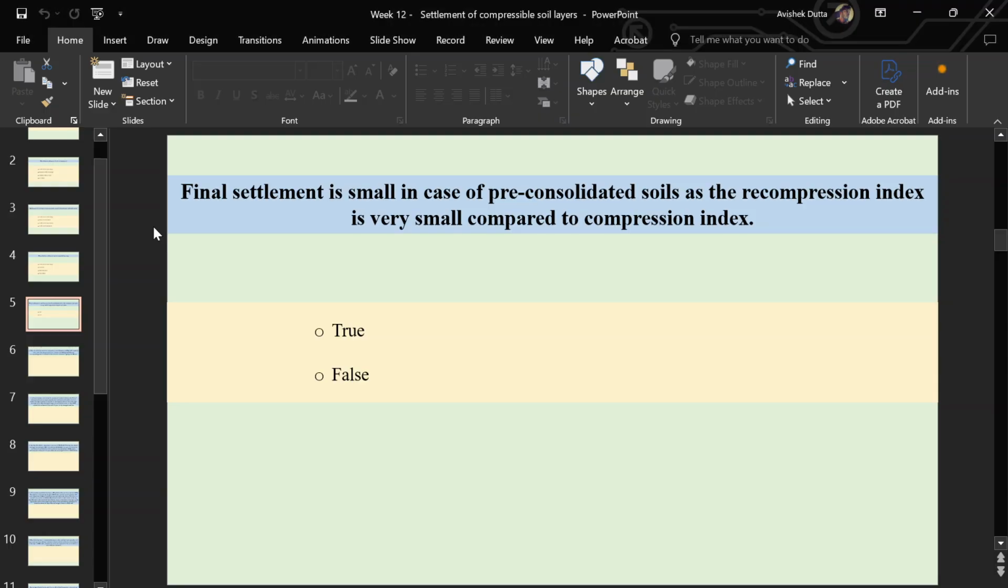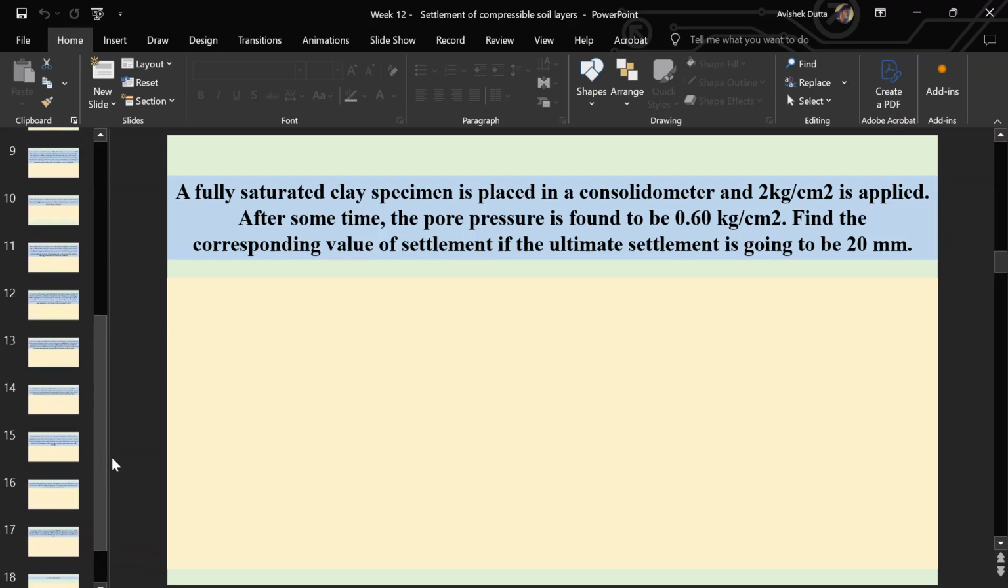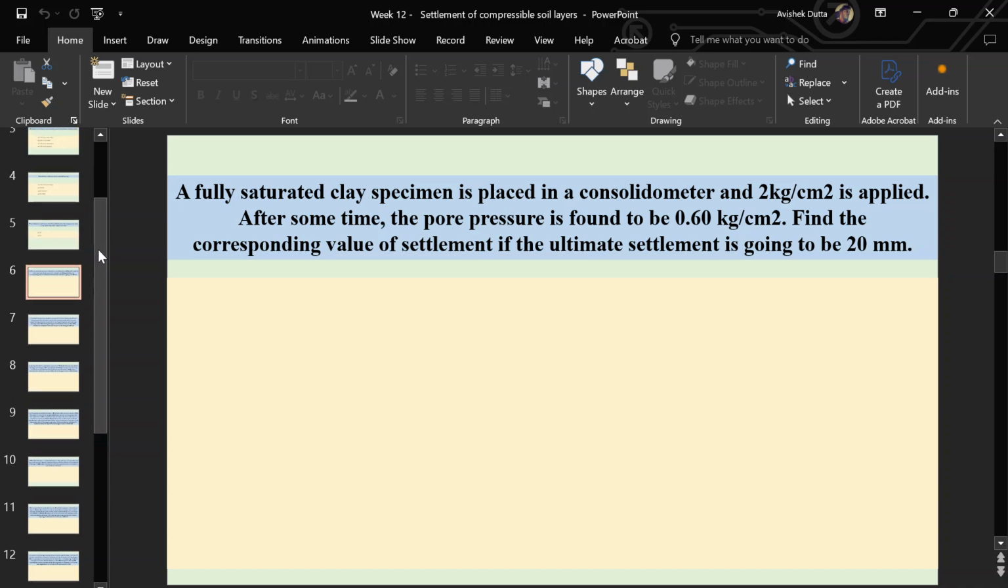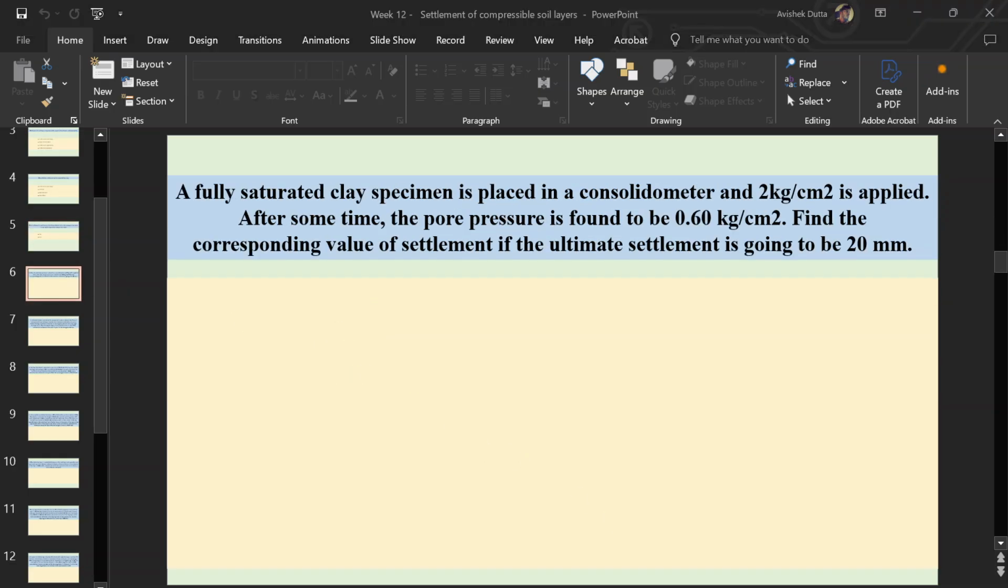Next question. Yes, I think now the numericals are starting. Please write down the data very carefully. A fully saturated clay specimen is placed in a consolidometer and 2 kg per centimeter square is applied. After some time, the pore pressure is found to be 0.6 kg per centimeter square. Find the corresponding value of settlement if the ultimate settlement is going to be 20 millimeter.